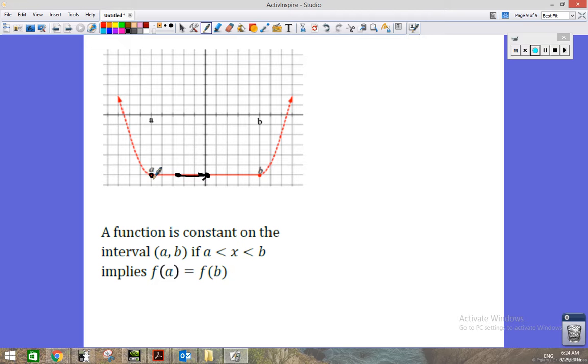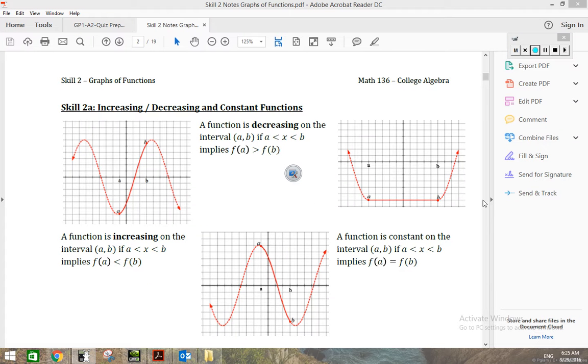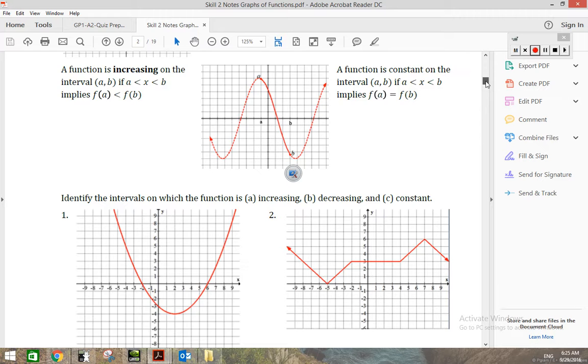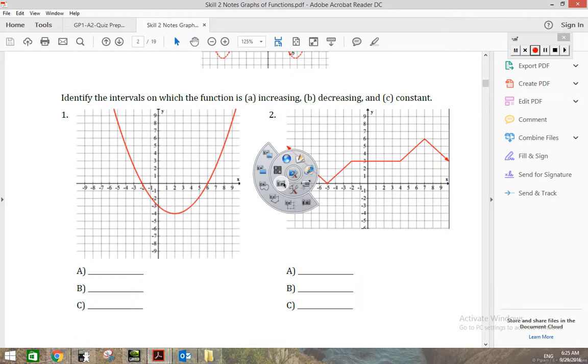So here at a, the y-coordinate is the same as the y-coordinate that corresponds when x is b. f evaluated at a is equal to f evaluated at b. For all points on this open interval, we say that this function is constant. So let's see if we can understand these definitions a little bit better with some examples.